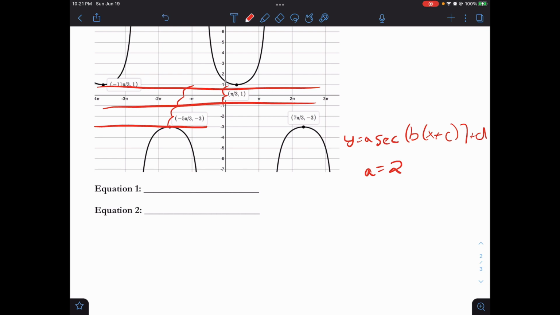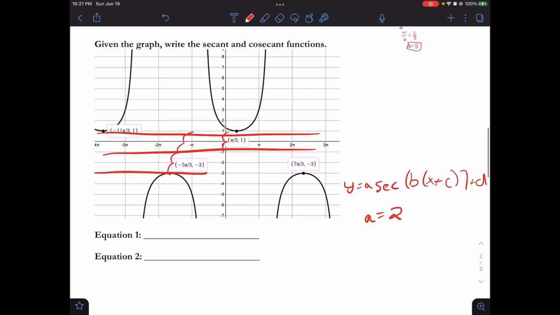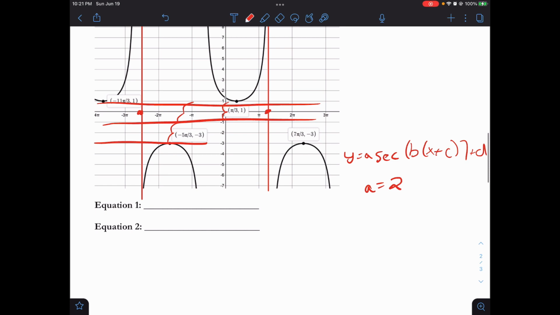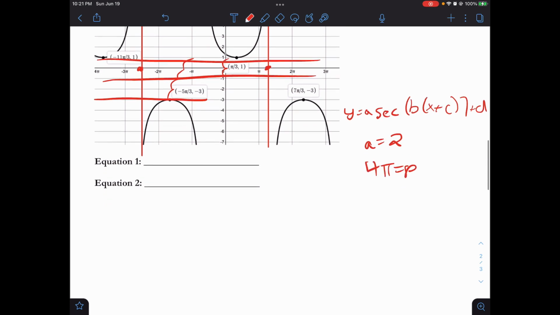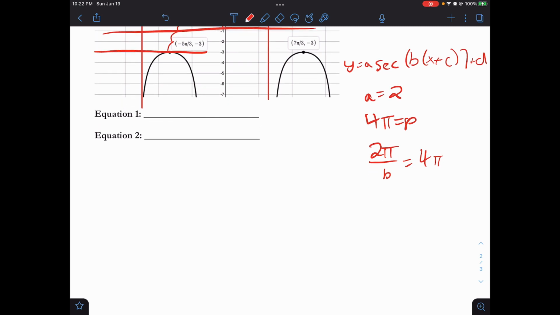Okay. Now to figure out our period, we go from where one of the minimums is, right here, to right here, which is 4 pi. So our period is 4 pi. Now to find our b, we use the equation 2 pi over b is equal to 4 pi, because that's what cosecant and secant use, and then we get b is equal to 1/2.